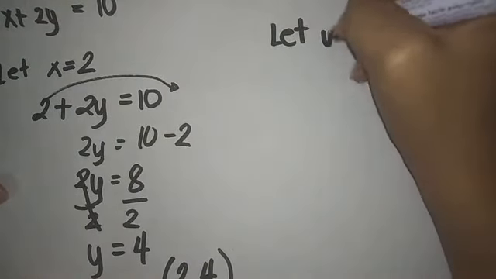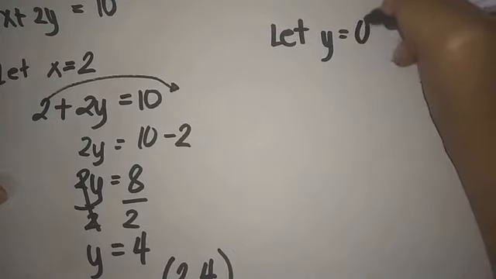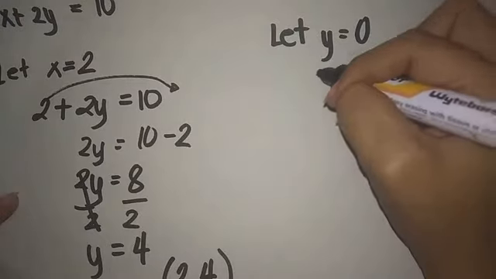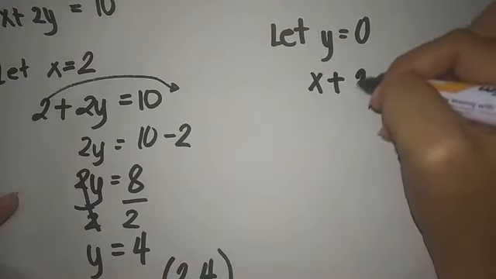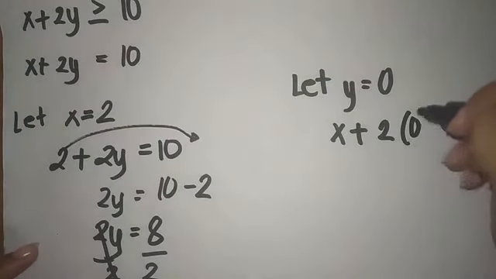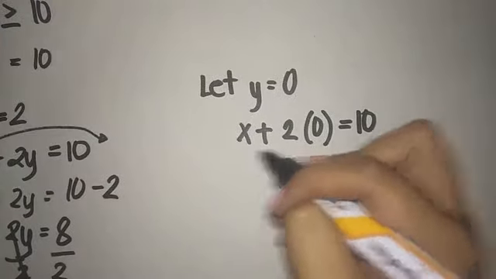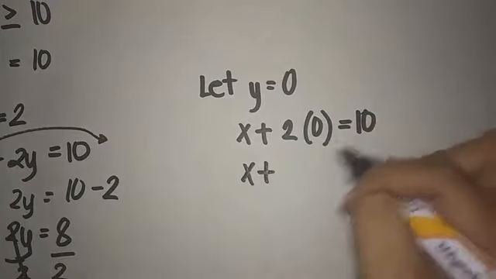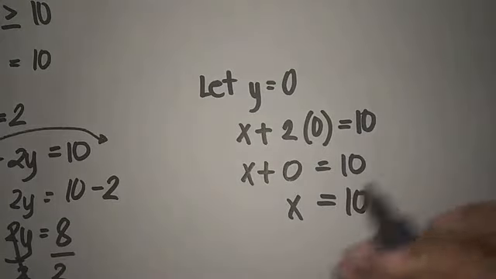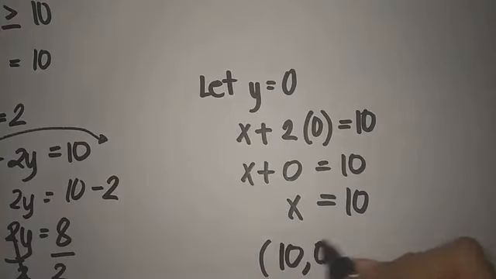Next, let y, may given ba na y? Wala. So, we let y as 0. Is equal to 0. So, we have x plus 2, then yung y mo, palitan mo ng 0, is equal to 10. So, we have x plus 2 times 0 is 0 is equal to 10. So, x is equal to 10.